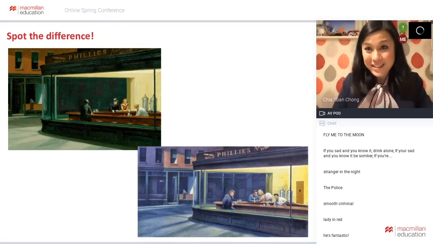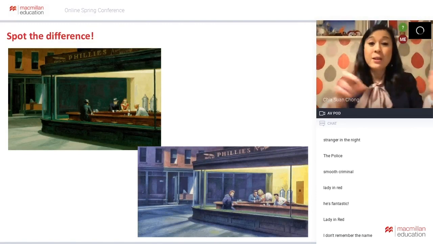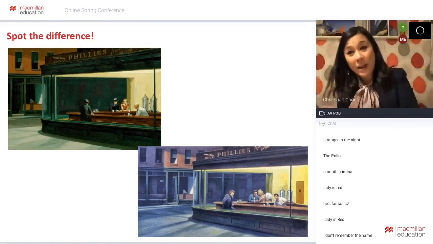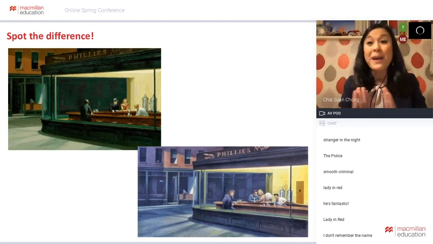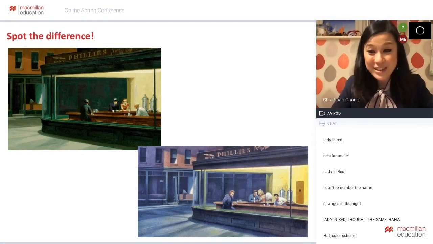We could do a spot the difference. Made much more exciting if it's an information gap. Student A, hold a painting, or hold one painting. Student B, hold the other painting back to back. Tell each other about the painting you see and spot the difference.